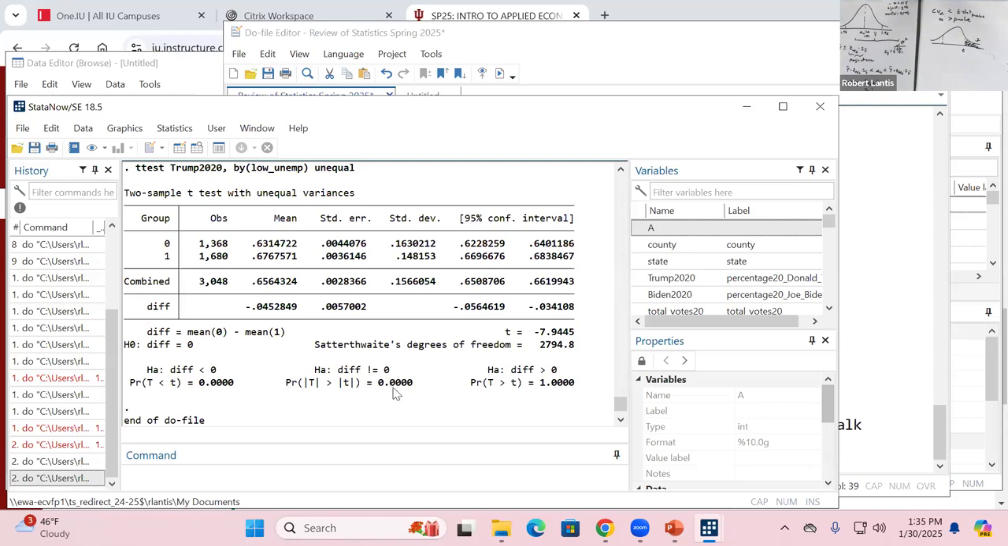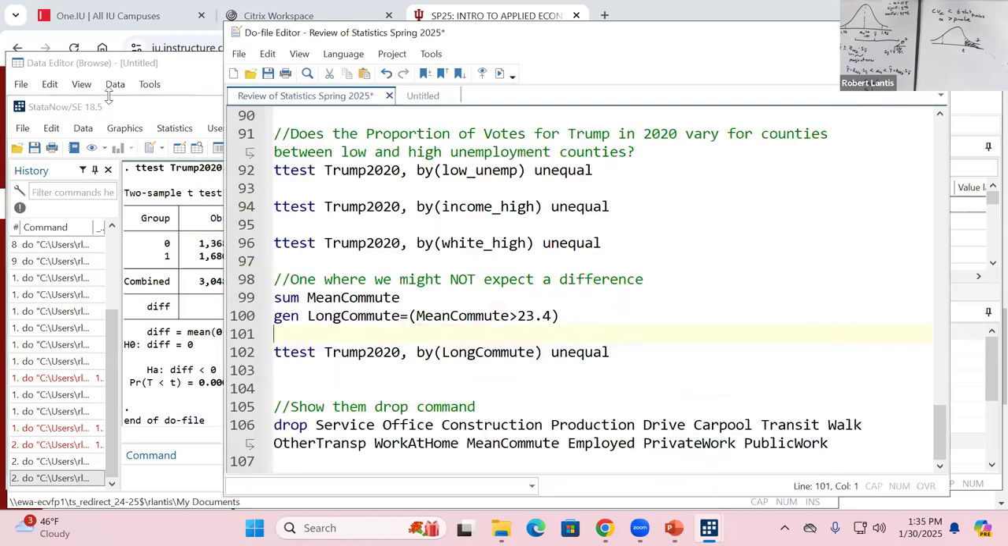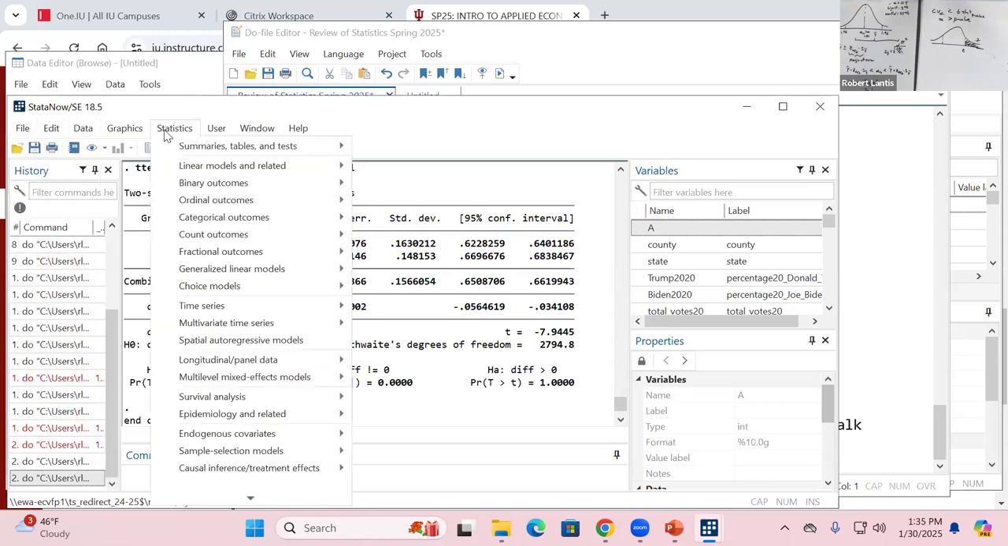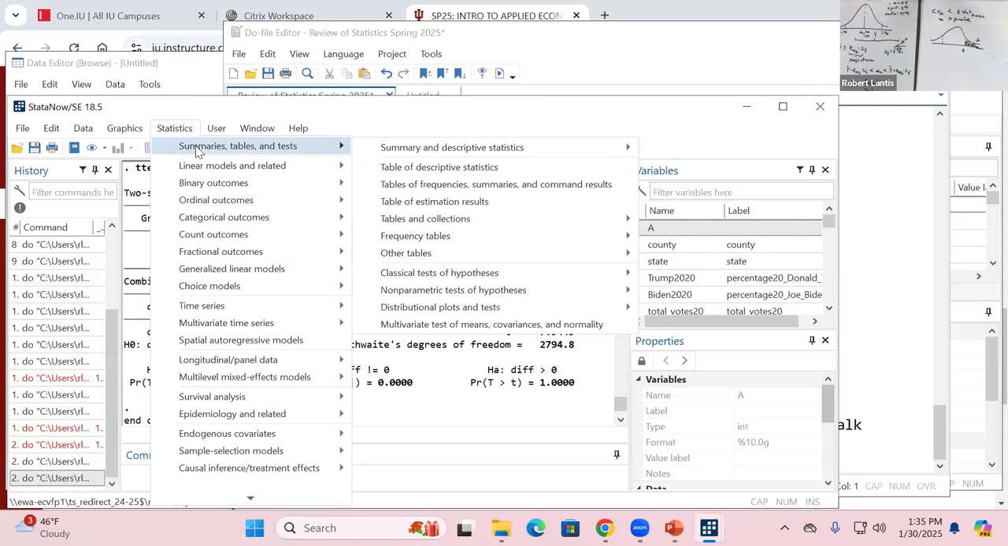Questions on that before we keep moving here? Okay. Let's see if I can remember this. I probably should have done this before class. If you go to statistics, I always code. This is going to show my very limited knowledge of using the interface.